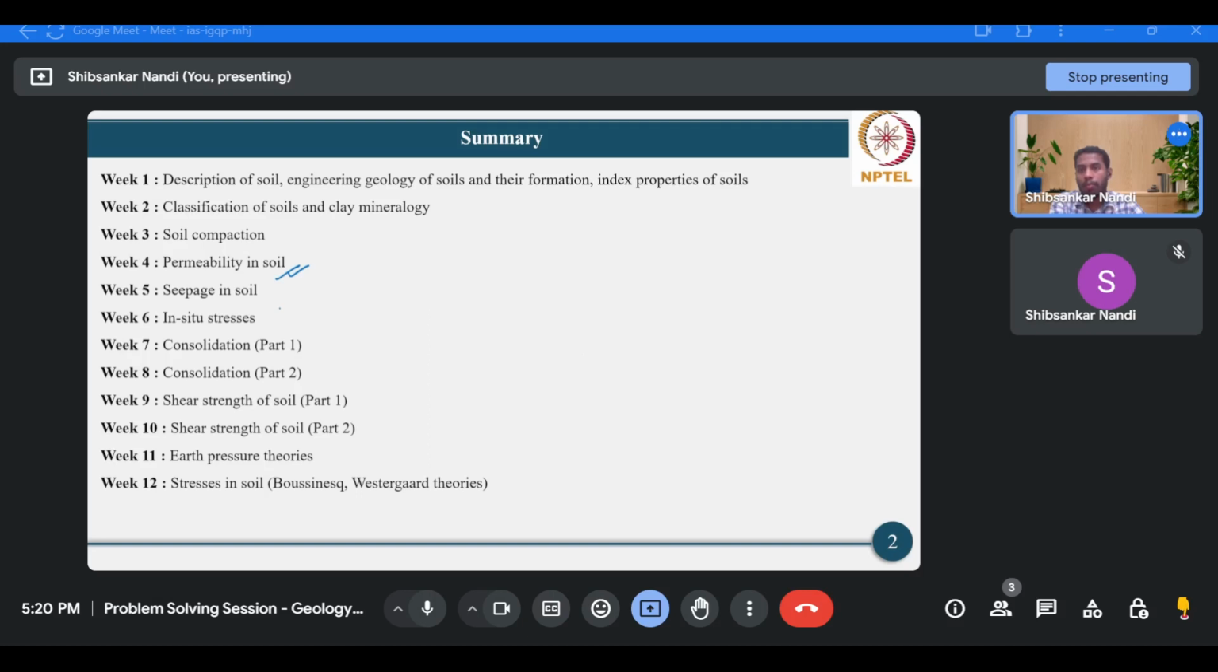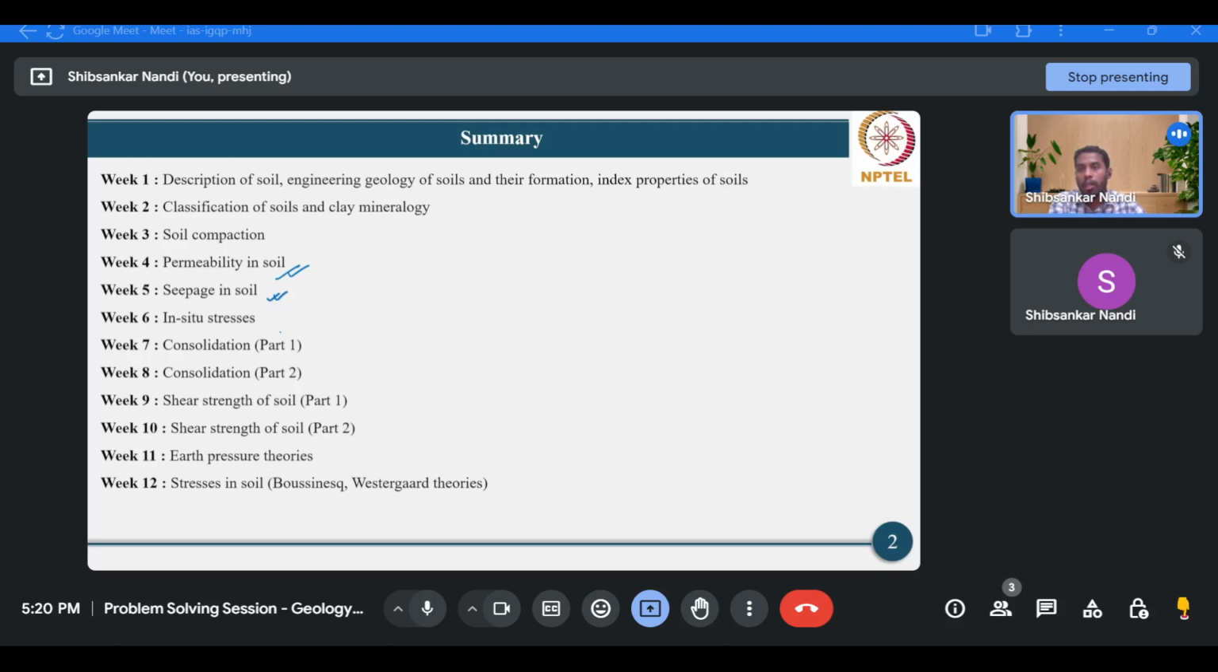Okay, now moving further, we have learned different in situ stresses. In situ stresses means the total stresses, effective stresses and the pore water pressure. So for different conditions we have studied the in situ stresses. One is if there is no flow condition, so flow is not taking place inside the soil sample, that is condition 1. In condition 2, the flow is taking place in the upward direction through the soil mass. And for the third condition, flow is taking place in the downward direction through the soil mass. So these are the three conditions for which we have studied the different in situ stresses.